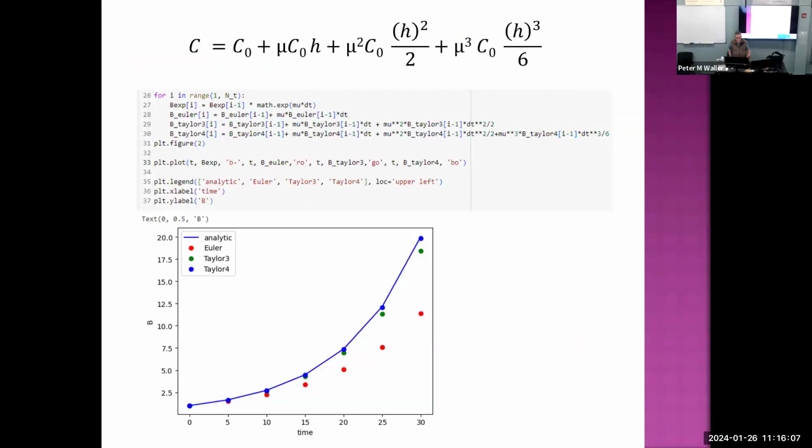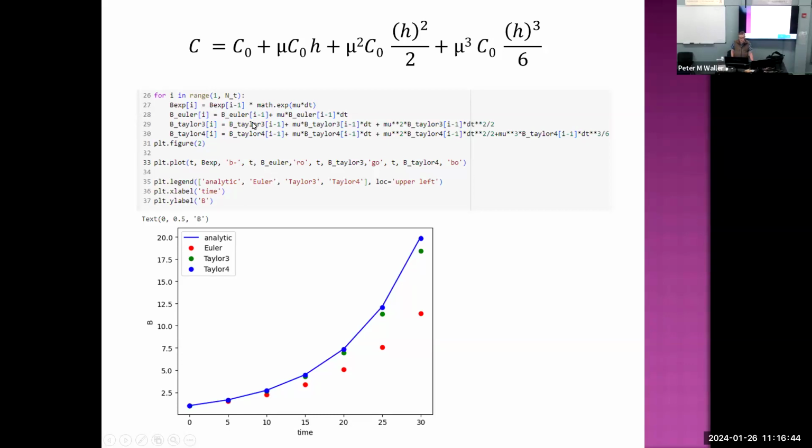And so then I can put my arrays in the loop. Just like we started with B exponential equals B exponential I minus 1 times exponent of mu times dt. So that's the exact analytic solution. And then B Euler, we have B Euler at I minus 1 plus mu times B Euler. So you can see that we've got each array in its own equation. So we're consistent. The Euler is always dependent on the previous Euler. Taylor 3 is always dependent on the previous Taylor 3.